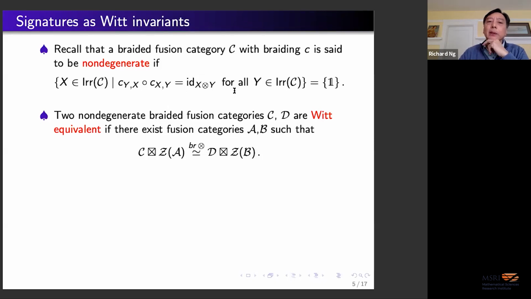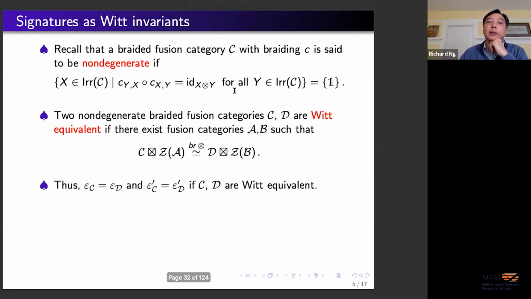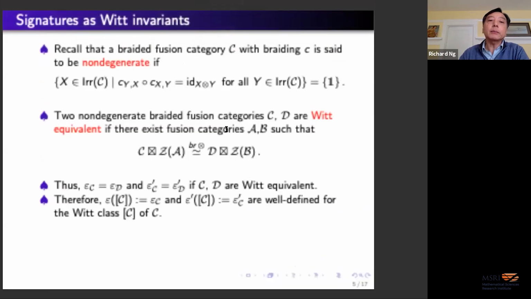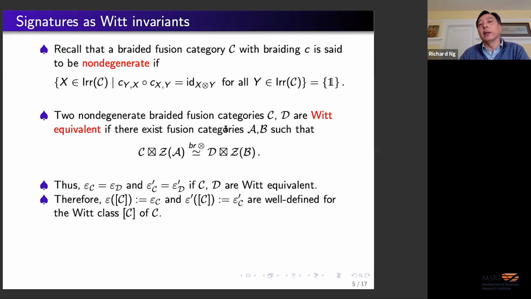So when you compute the signature on both sides, you can see that they're equal, because the centers contribute nothing to the signature. Therefore, you can see that the signature is preserved, stabilized in the Witt equivalence classes. So then we can define the signature of a Witt class of C as the signature of C. So it will be well defined for the Witt class.